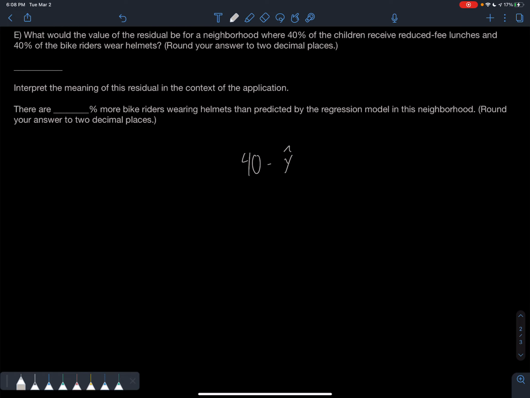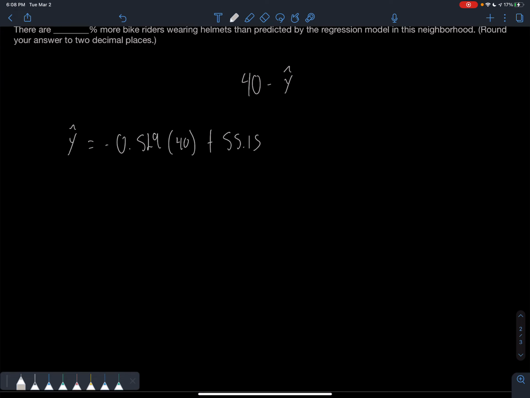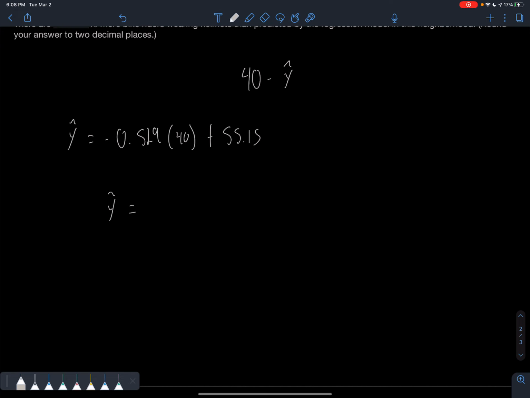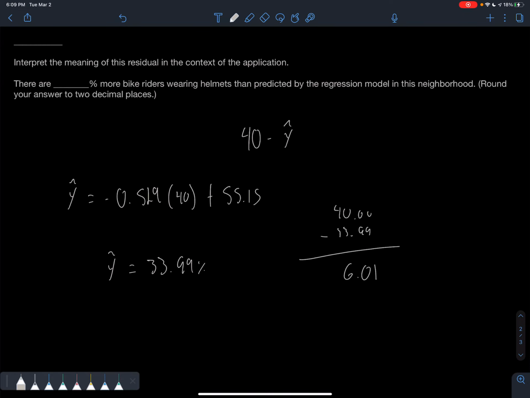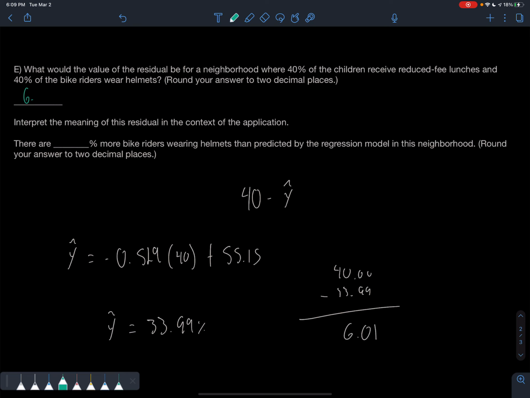We're going to do y-hat equals our slope, negative 0.529 times our x, which is 40, plus 55.15, which is our y-intercept. This is going to give you a y of 33.99%. And so what you're going to do is 40 minus 33.99%. That's going to give you 6.01. And so your residual is 6.01. That's your first part of this question.